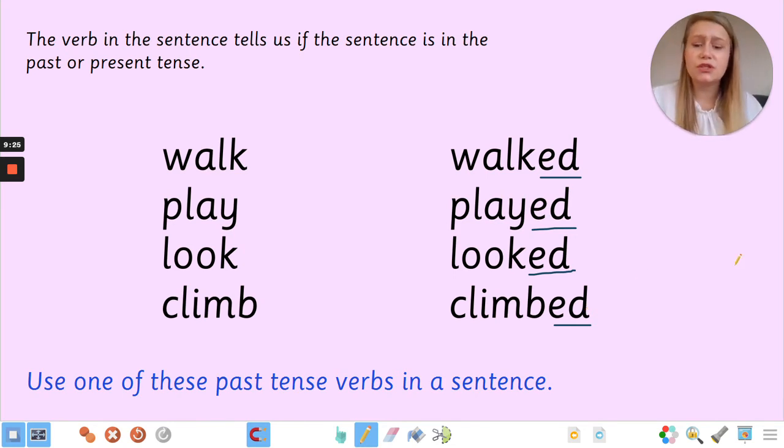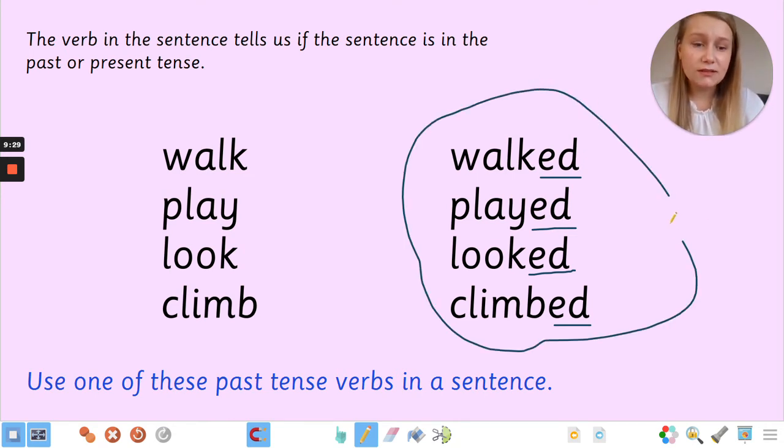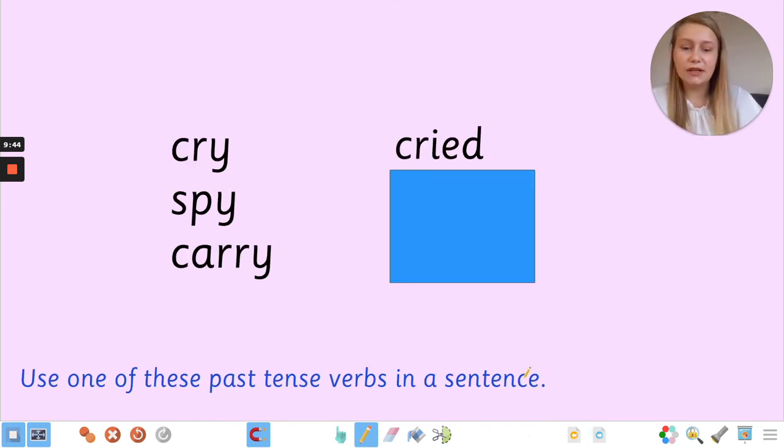Okay, so what I'd like for you to do then is just pause the video, choose one of these past tense forms of the verb and write it into a sentence. Super, so make sure you send those sentences in to us at the end of the session. Okay, so let's have a look here.